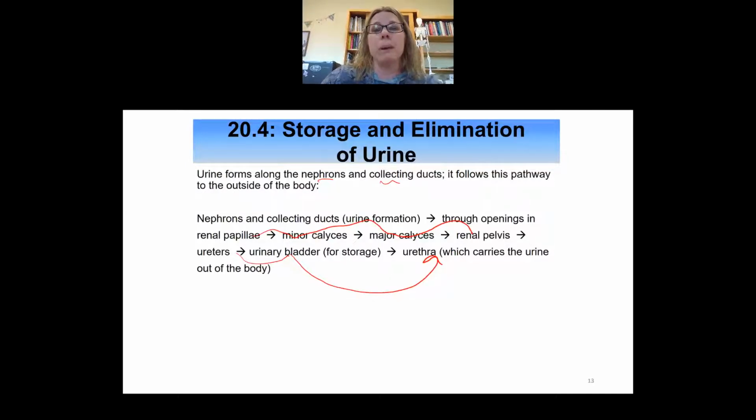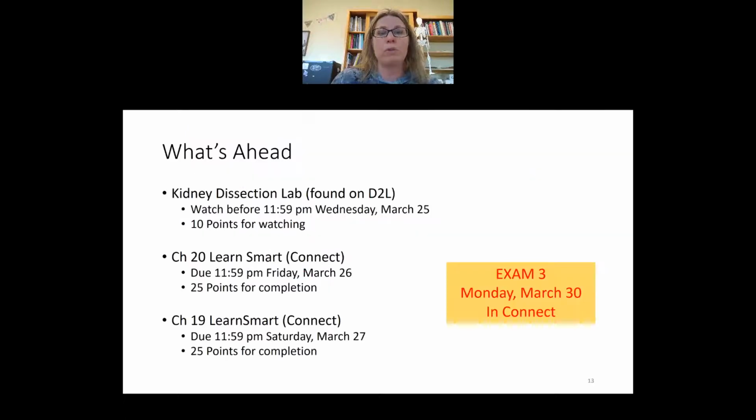So make sure you remember those steps and know those steps in order for the test. Okay, now that finishes up chapter 20, the urinary system. Okay, so where do you go from here?